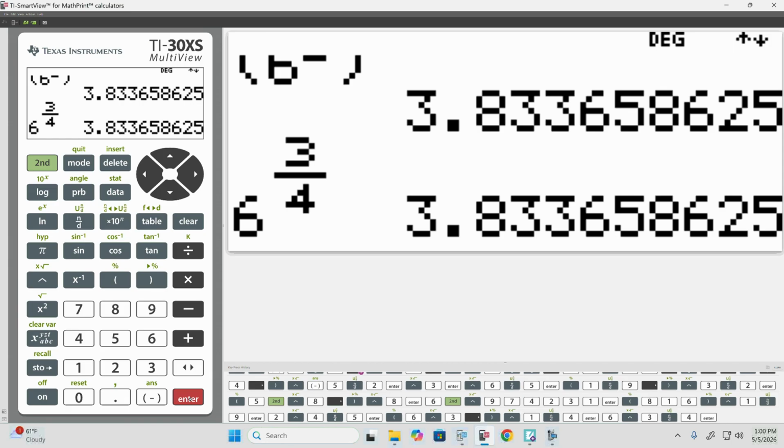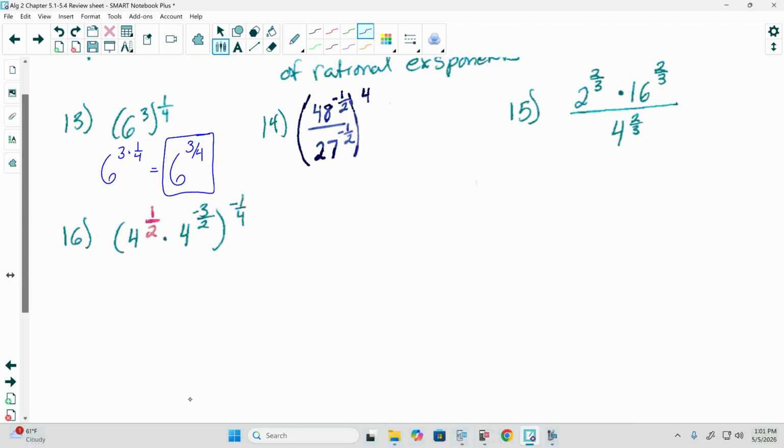Now, if I wanted to check and make sure that those are equivalent expressions, we can plug it in. We see that 6 to the 3/4 and 6 to the 3rd to the 1/4 both have the same value. So that means they are equivalent statements. But this is our final answer. We're not going to write it as a decimal approximation because it told us to simplify, not round.